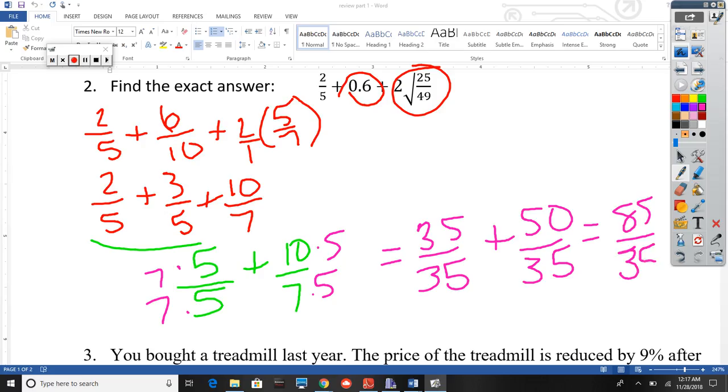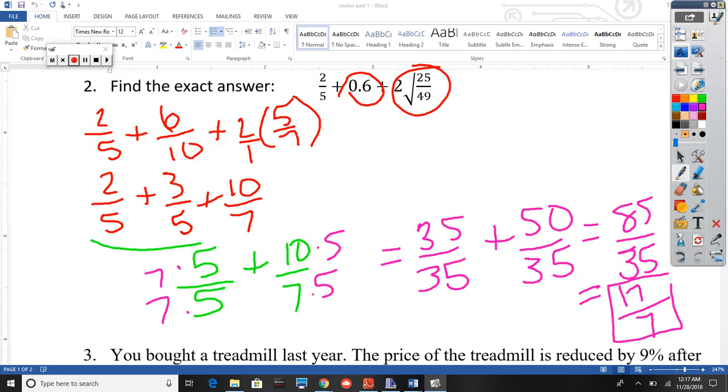And then clearly they're both divisible by 5. So take a calculator and divide by 5. That's 17 and this one's 7. So my answer is 17 over 7.